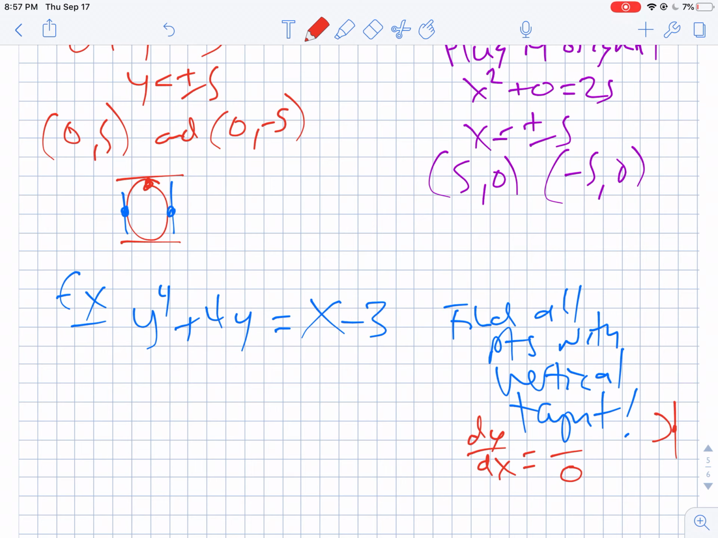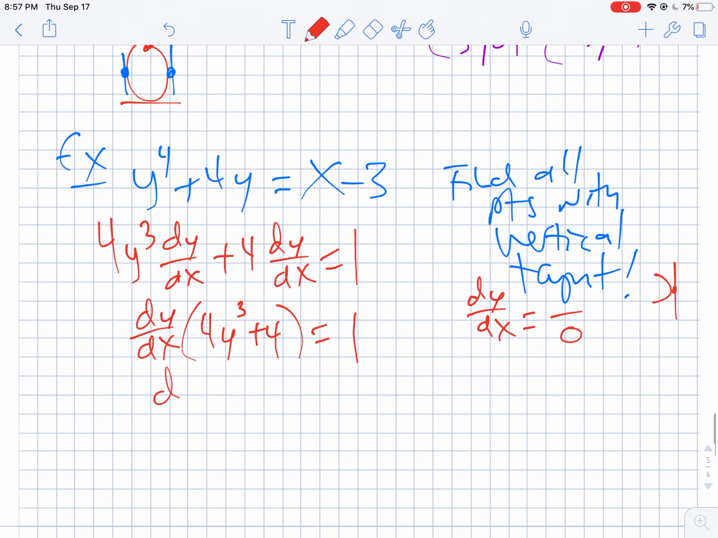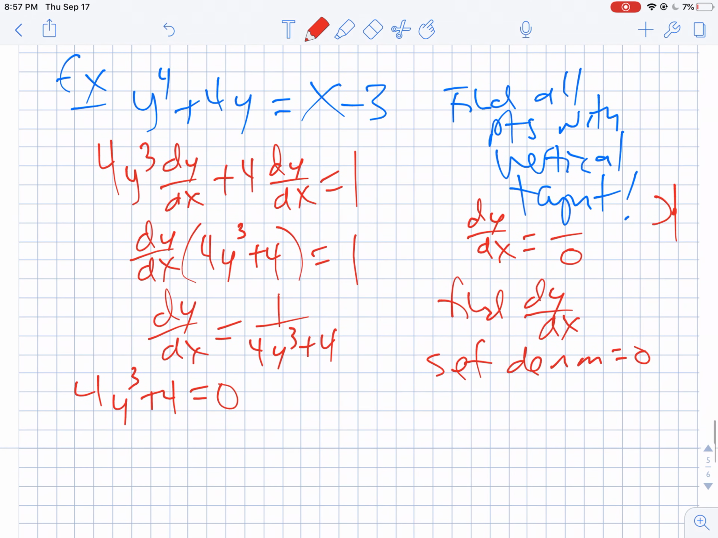Cool. So that means we'll take a derivative, so 4y cubed times the derivative of y plus 4 times the derivative of y equals 1. So my dy/dx, factor out, (4y cubed plus 4) dy/dx equals 1. So my derivative here will be 1 over 4y cubed plus 4. So once I found my dy/dx first, now I set the denominator equal to 0. So I set 4y cubed plus 4 equals 0. All right, so we'll solve that. So we'll get y cubed equals negative 1. So y is the cube root of negative 1, which is negative 1.